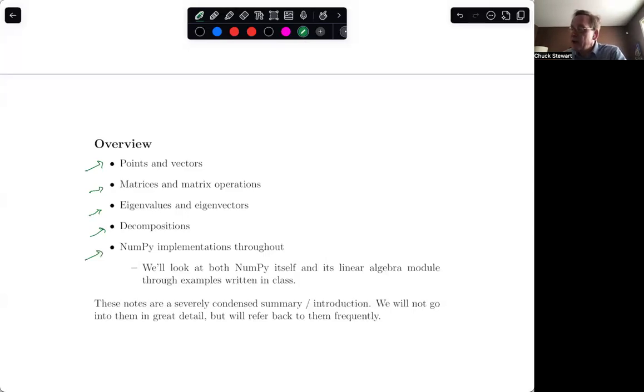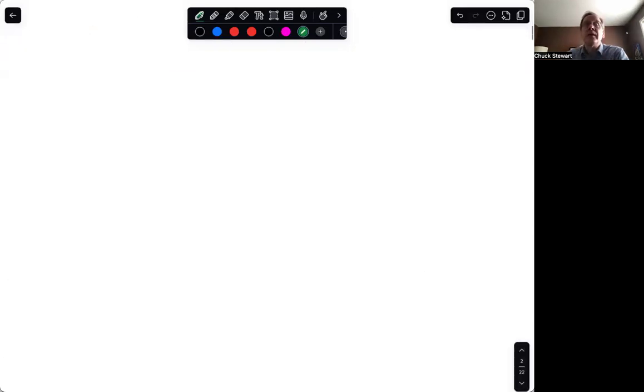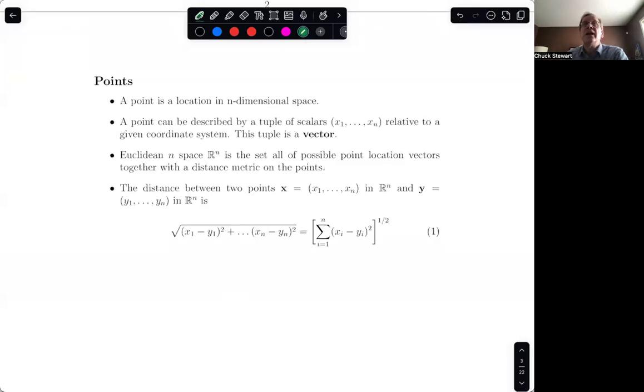And on NumPy, there are two packages, np.linalg and np.algo. And I encourage you to explore those as we go. So again, these are severely condensed notes and will not go into great detail, but hopefully this is mostly, almost entirely review. Okay, and I'm going to be using a little bit of a cheat sheet. So let's start with points.